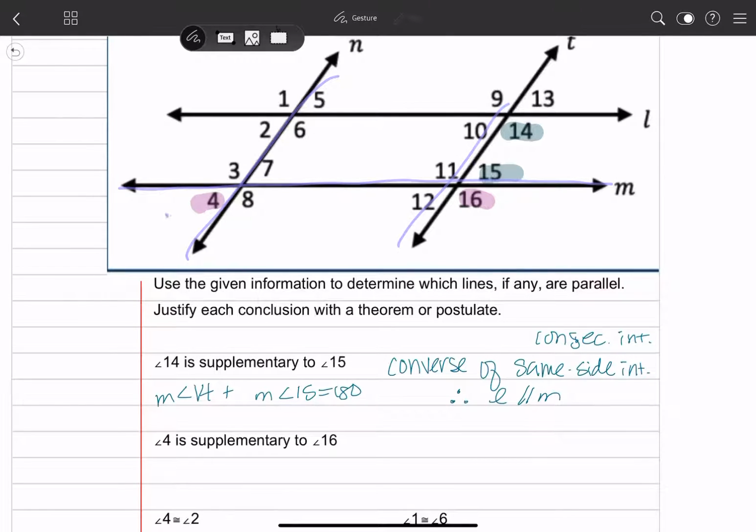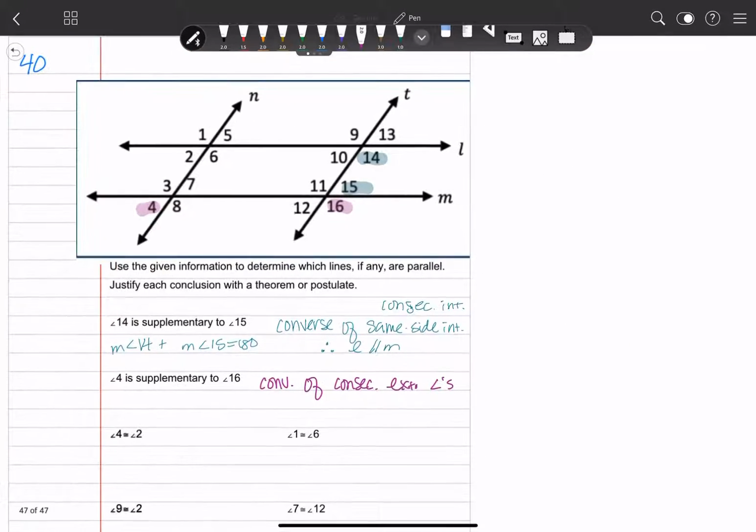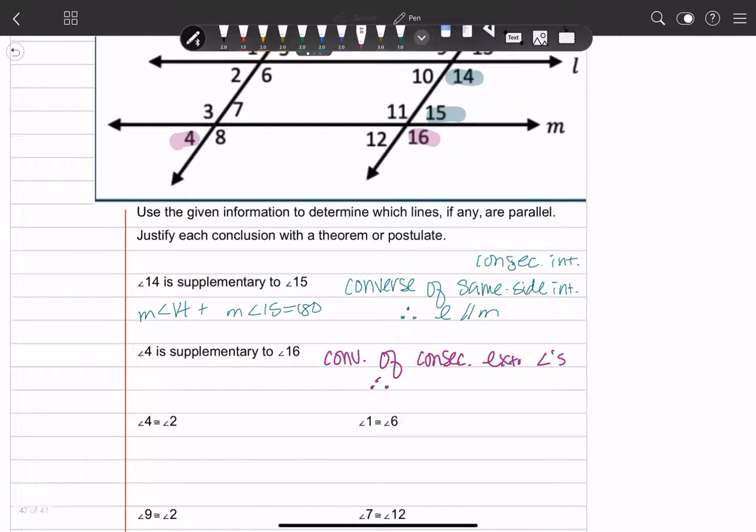And if that's the case, then these are going to be same side exterior or consecutive exterior angles. And I'm going to write consecutive this time. So it's the converse of consecutive exterior angles. Again, abbreviating on this is not an issue for me. All right, and therefore we can prove that line N is parallel to line T. And that's because the measure of angle 4 plus the measure of angle 16 is equal to 180.